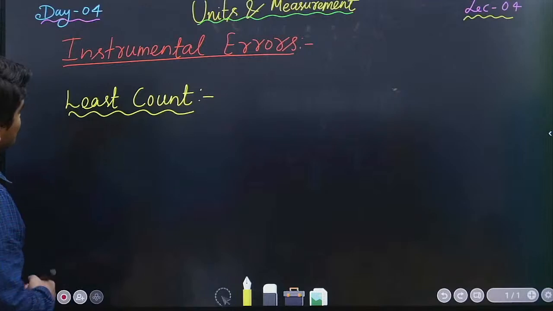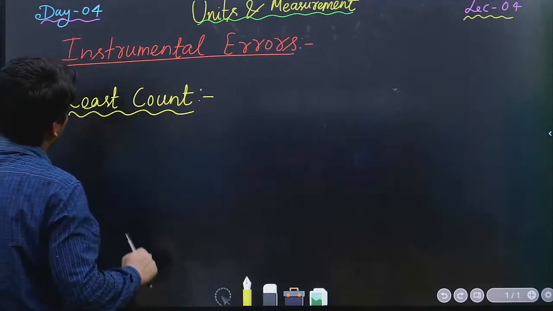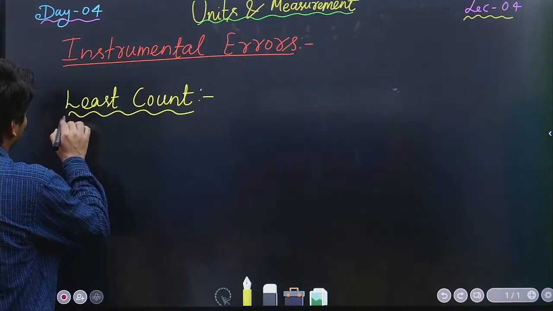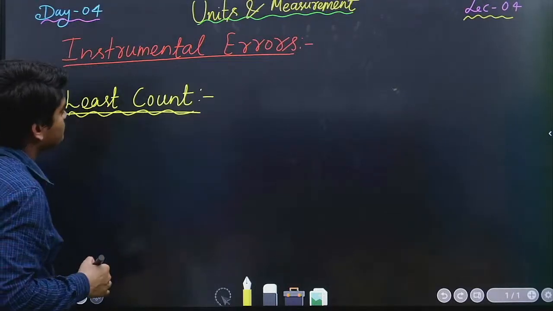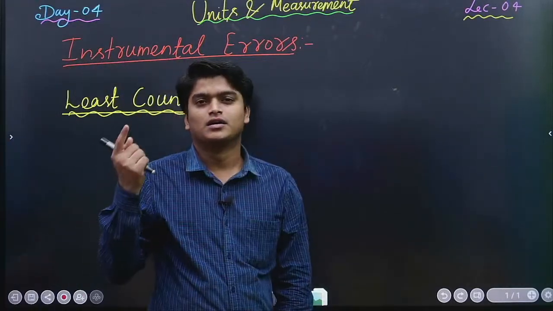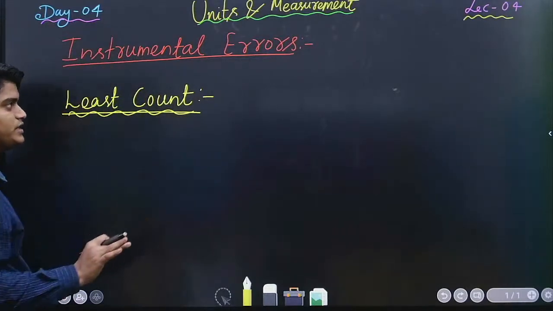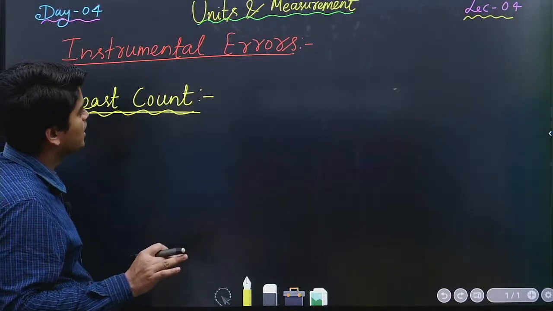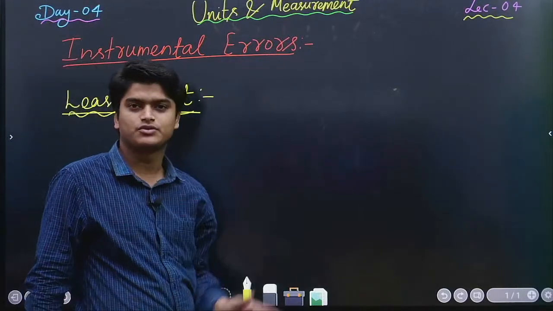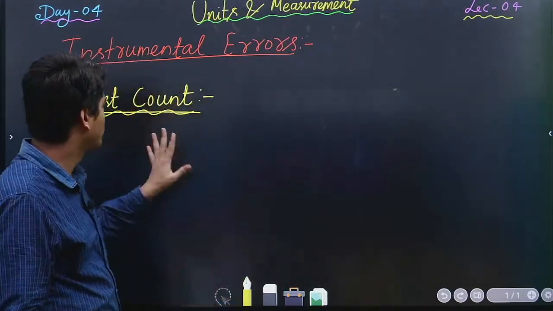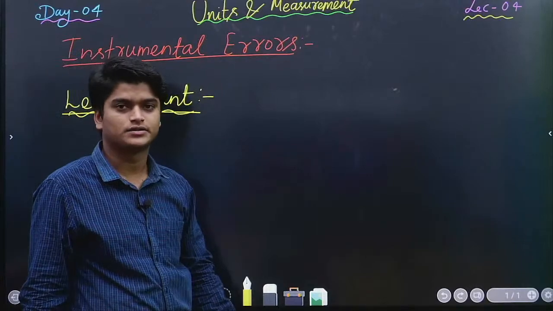Here today we'll be discussing instrumental error and least count. In the previous three lectures, we have already completed what is unit and dimension, and based on error some MCQs we have seen already. Today we'll be discussing what is instrumental error.